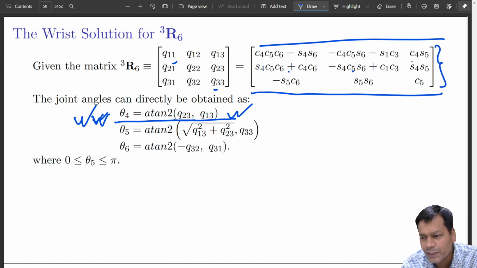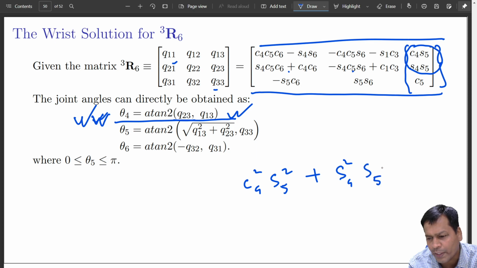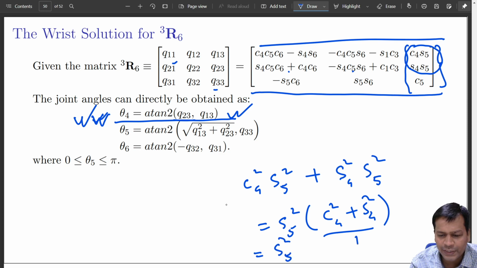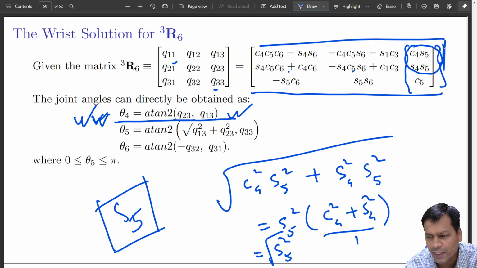Using these two, what can we obtain? If I square and add these two terms, what will I get? C4 square S5 square plus S4 square S5 square. I can take S5 square common, leaving C4 square plus S4 square, which is equal to 1. So it is equal to S5 square. If I take the square root of this, it gives me S5. From here I can obtain S5.